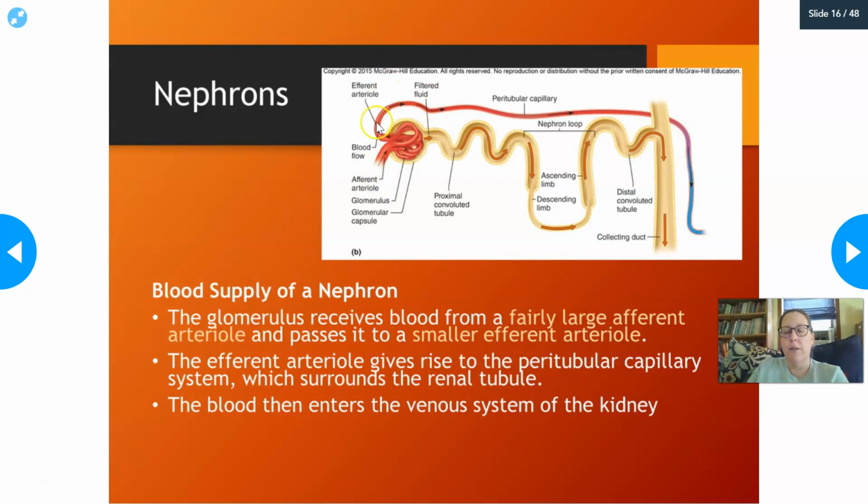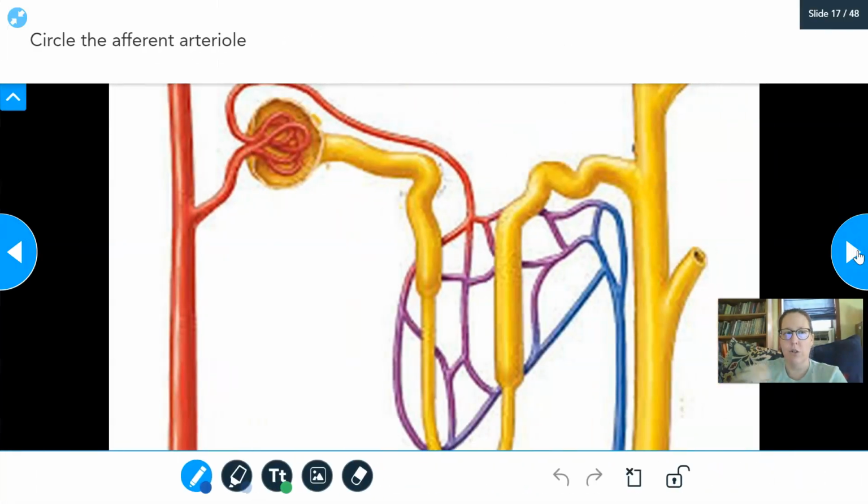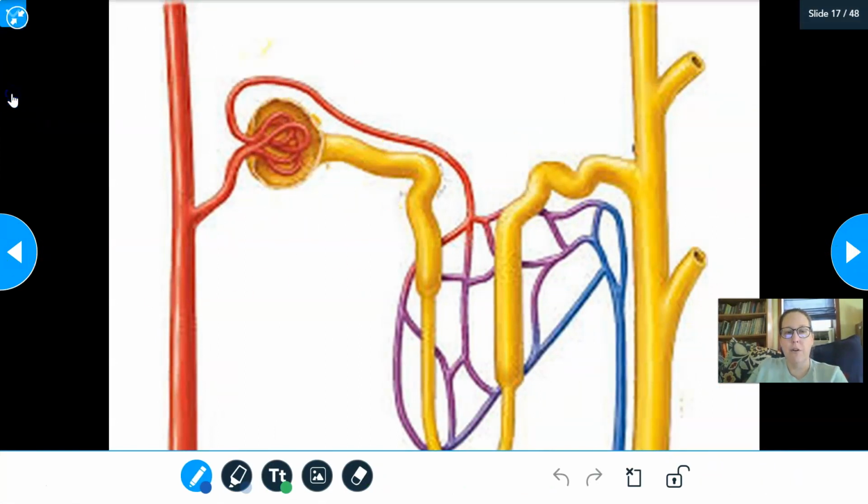So afferent and efferent. Now, the efferent arteriole then gives rise to this peritubular capillary system right there, which surrounds the renal tubule right there, and it eventually becomes the venous system. Now, this diameter difference is important. I want you to note it because we're going to talk about how that can help generate pressure, filtration pressure. So in this diagram, then find me the afferent arteriole. So just highlight the afferent arteriole based on what we just talked about.